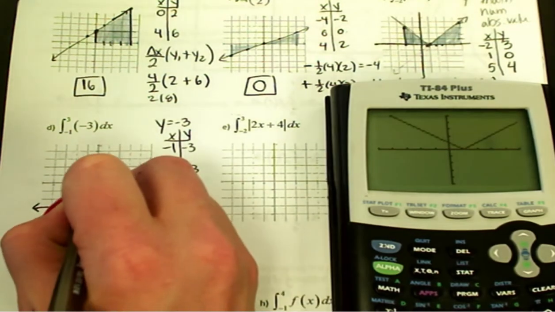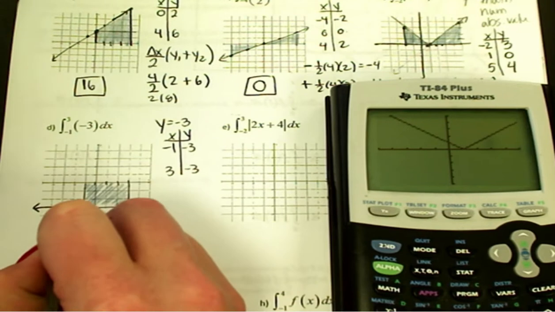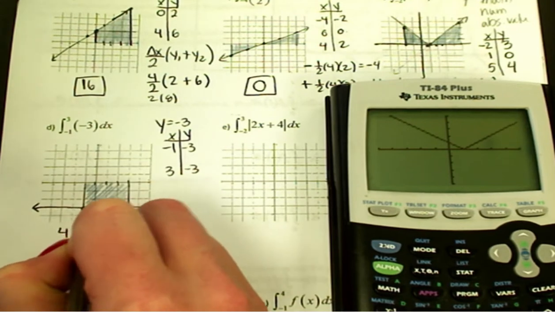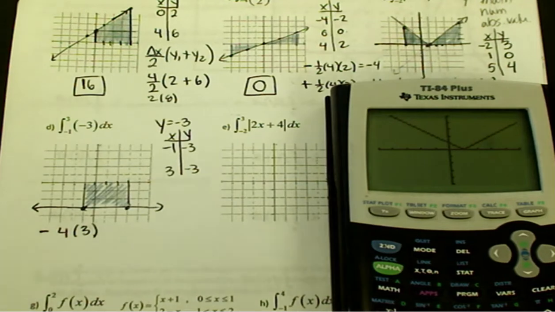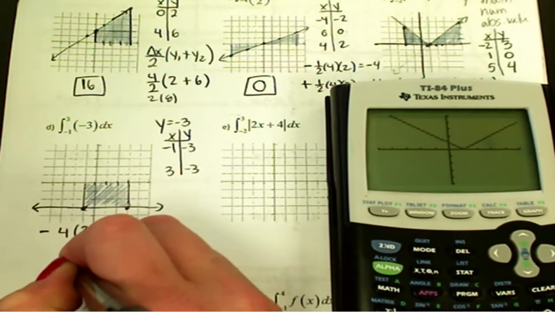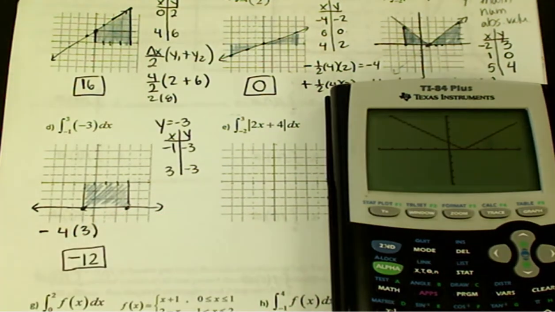And so the shape is 1, 2, 3, 4. That's length times width, but it's negative for the direction. And so you get -12.